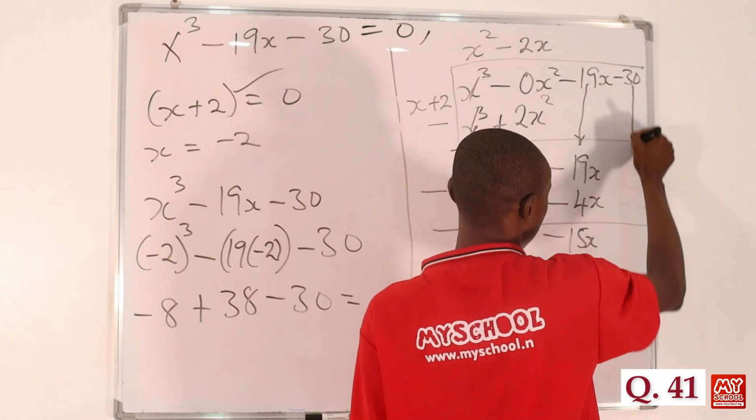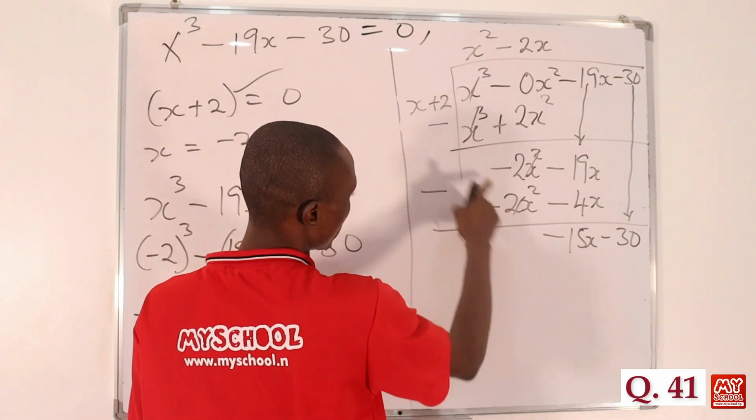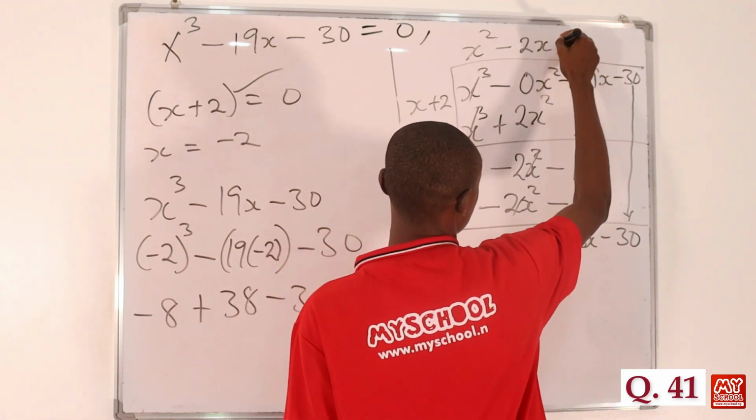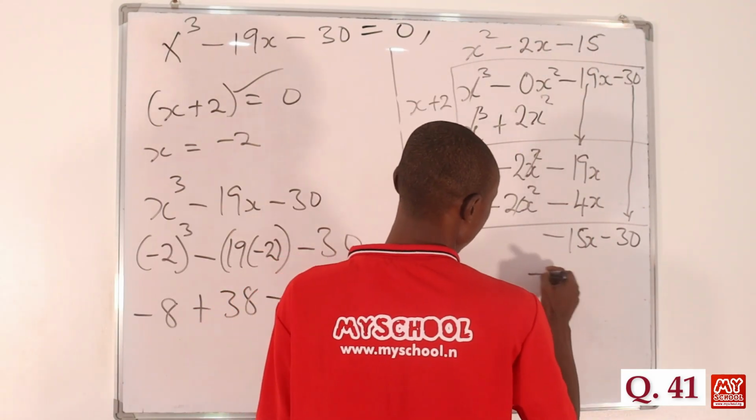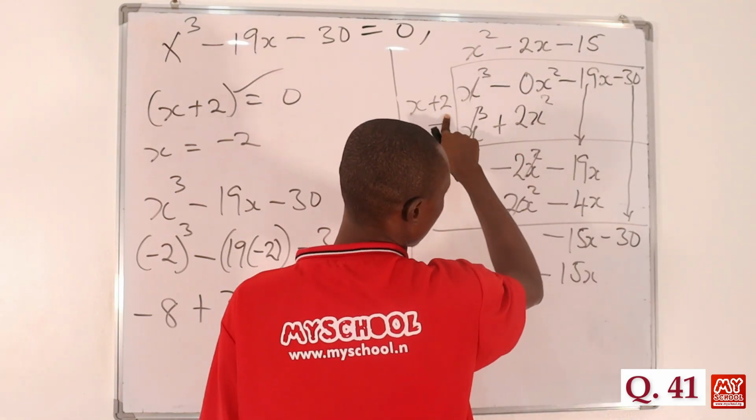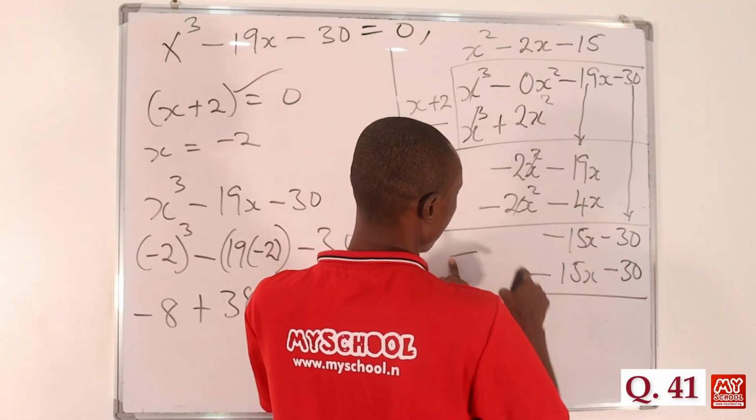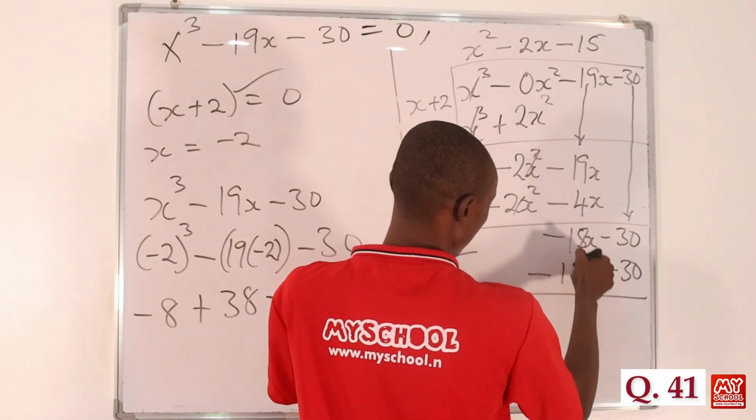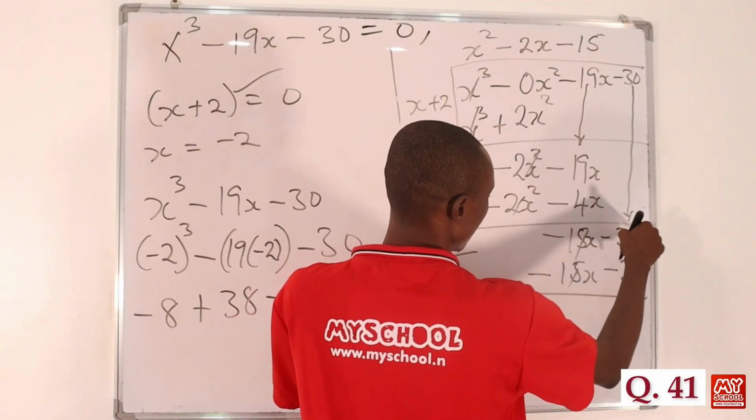So we bring this minus 30 down. We divide again. x divided into minus 15x will be equal to minus 15. So minus 15 times x will give us minus 15x. Minus 15 times 2 will give us minus 30. So let's subtract again. If we subtract, remember minus 15x minus minus 15x, the minus is going to change to plus, so this cancels out. Then minus 30 minus minus 30, the minus becomes plus again, and this goes out.